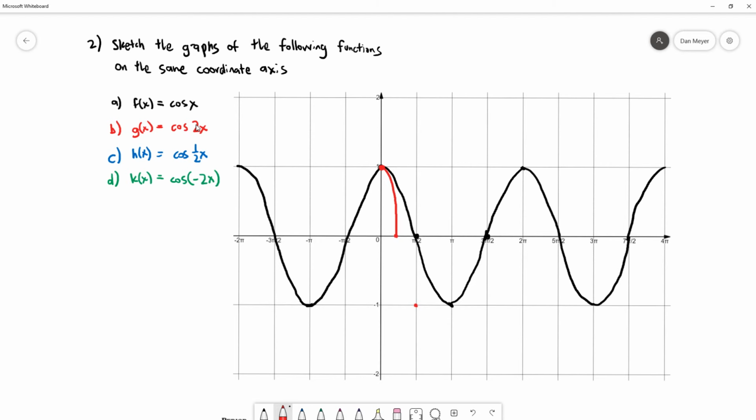And instead of making us go all the way to pi to get down to -1, now we get there in half the time. We get there in pi over 2. And so when I go to plot my zeros and ones and -1s, instead of them all being pi over 2 apart, they're pi over 4 apart now.